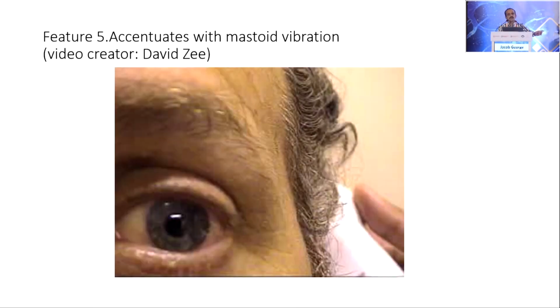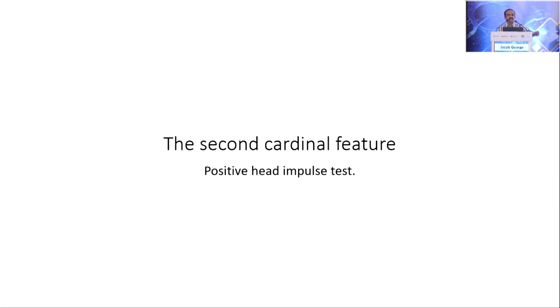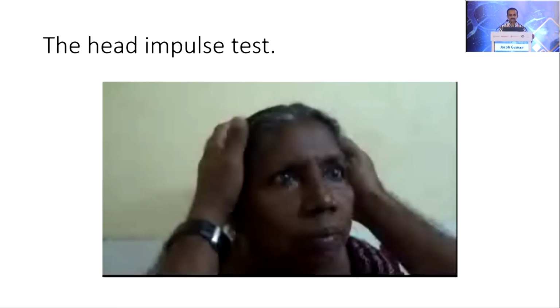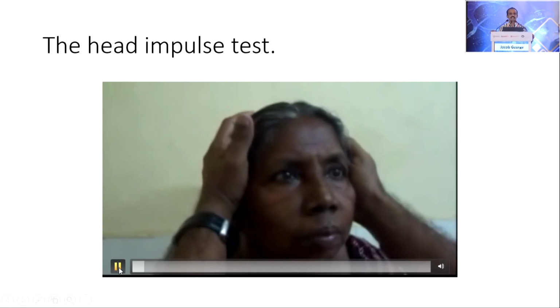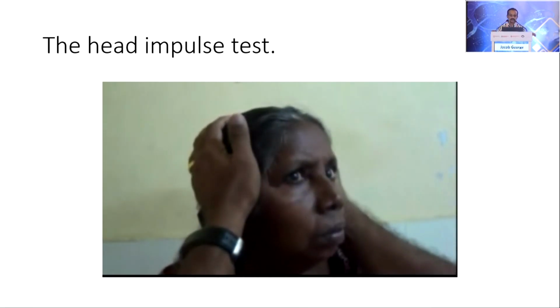And nystagmus also accentuates with head shaking, which is very commonly seen. But that accentuation is only for a few seconds. It also accentuates with mastoid vibration, but we will not go into that because of lack of time. Now the second cardinal feature of vestibular neuronitis is the positive head impulse test. When you turn the head towards the right side, the right posterior lateral canal will be activated, causing the eyes to deviate towards the left side.